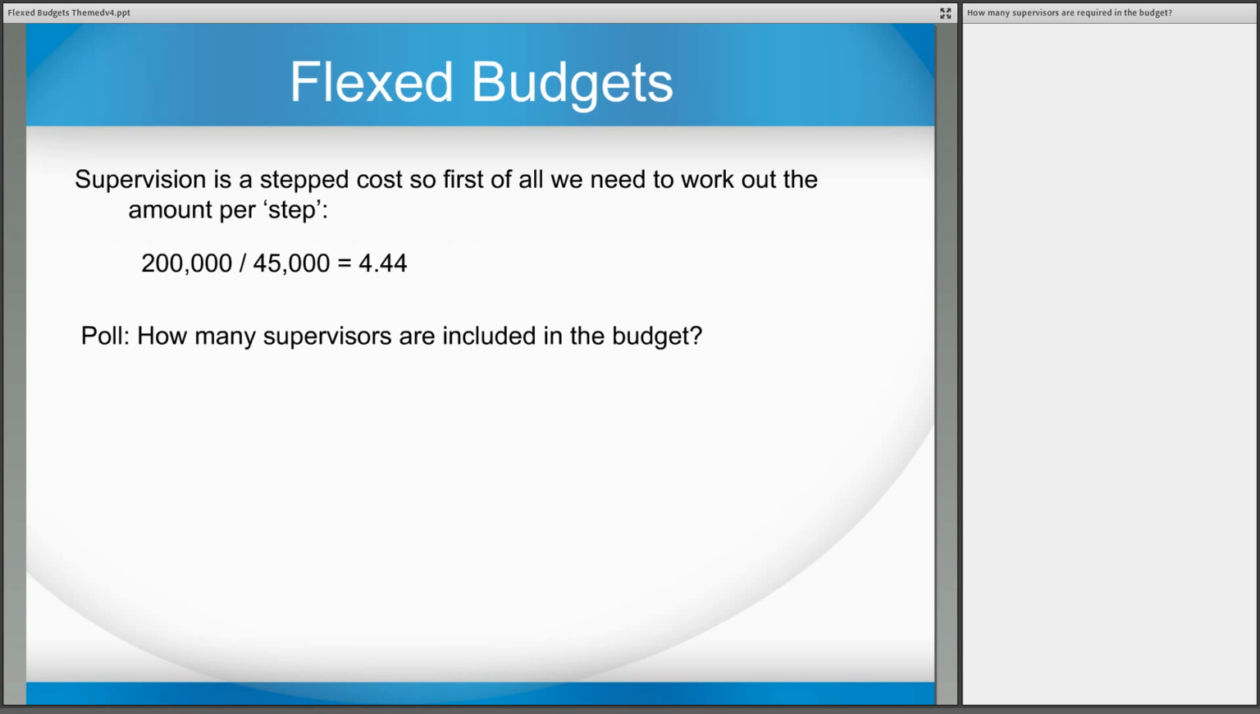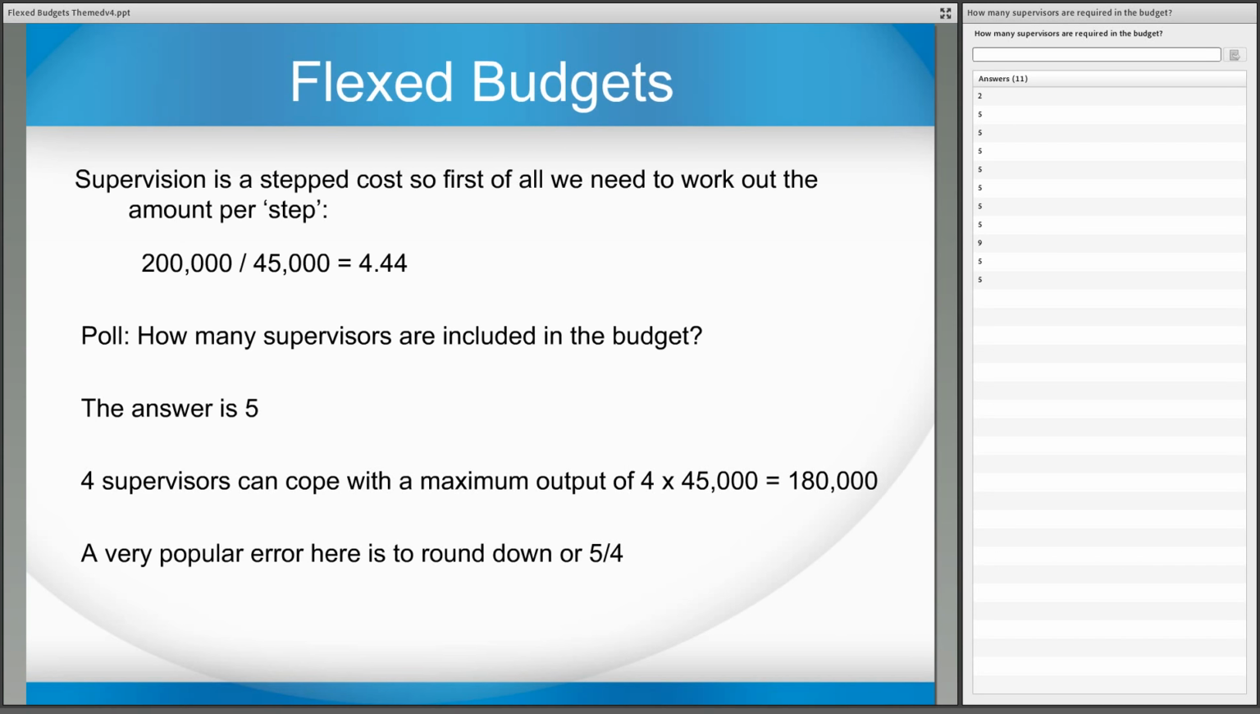Range of answers, quite pleasingly. Most of those are actually right, which is good. The correct answer is 5. Because 4 supervisors times 45 can only cope with 180,000 units, so we need a 5th one. In simple terms, the 4.44 is rounded up. And a popular error, I'm very pleased nobody put 4, so I might as well not bother coming tonight. Nobody's put 4, that's good, well done.